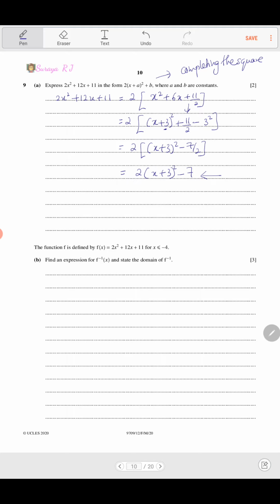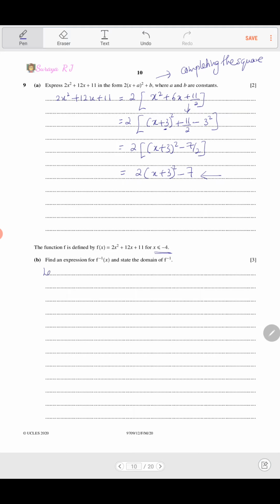Second part, part B. The function f is defined by f(x) is equal to 2x squared plus 12x plus 11 for x less than or equal to minus 4. So this is the domain for the function f. Find an expression for f inverse of x and state the domain of f inverse. So we have two parts here. First, an expression for f inverse of x.